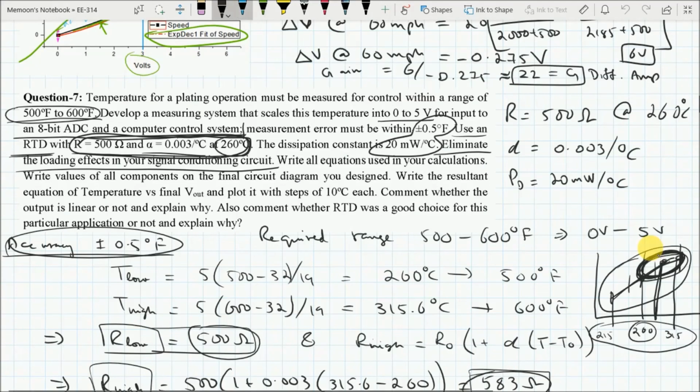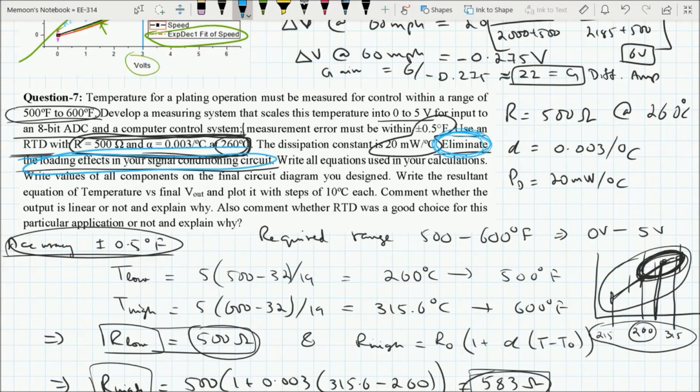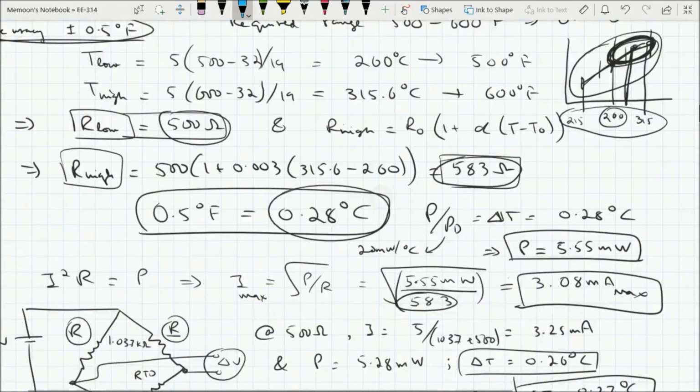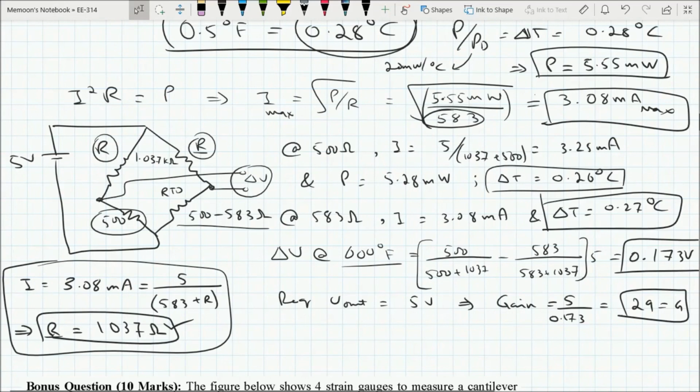We were also asked to eliminate the effects of loading in our signal conditioning circuit. So how are the effects of loading eliminated from our signal conditioning circuits? By using voltage buffers or by using an instrumentation amplifier. So you just connect an instrumentation amplifier at this point with a gain of 29, and you will get a voltage output of 0 to 5 volts for a temperature of 500 degrees Fahrenheit to 600 degrees Fahrenheit.